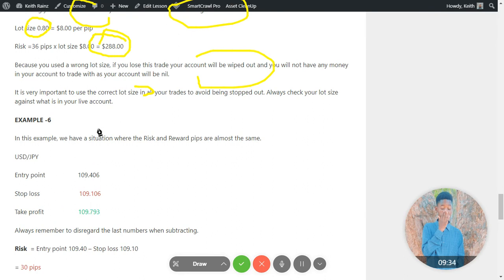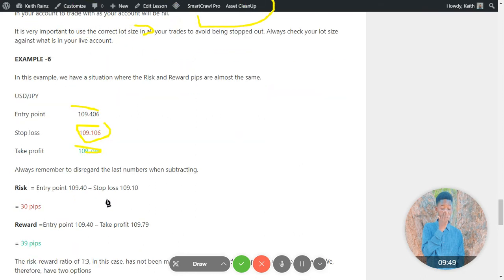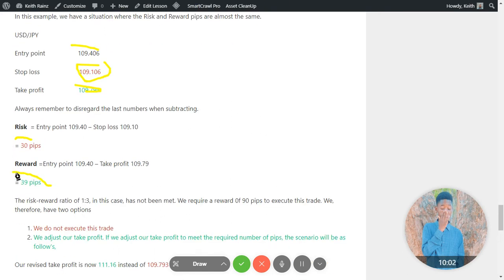So let's go to example number 6. In this example, we have a situation where the risk and reward pips are almost the same. Let's say the entry point is this one, the stop loss we've put is this one, and the take profit we've chosen is this one. We should always remember to disregard the last numbers when subtracting. So risk is entry point minus stop loss, giving us 30 pips, and the reward is entry point minus take profit, giving us 39 pips. So the reward ratio of this is 1 to 3, and we need a reward of 90 pips to execute the trade.